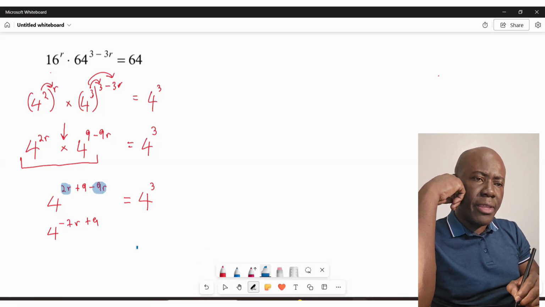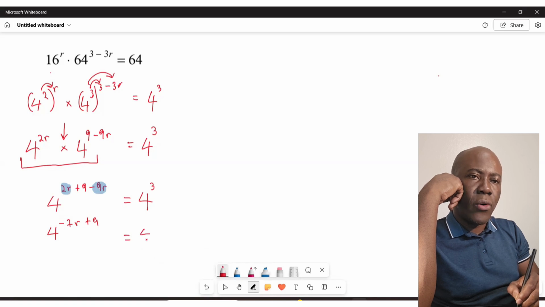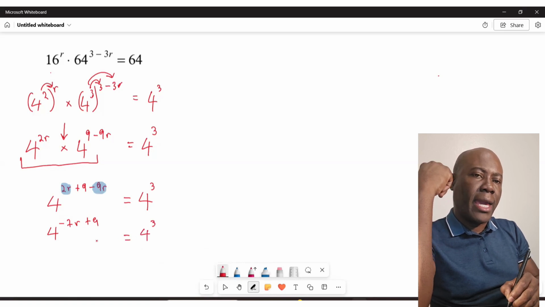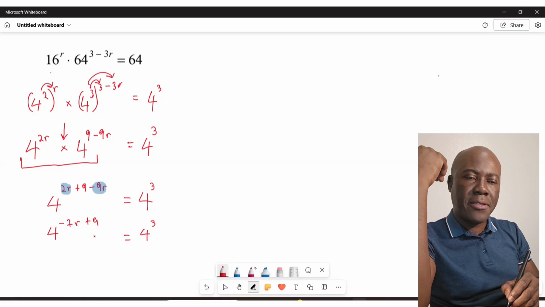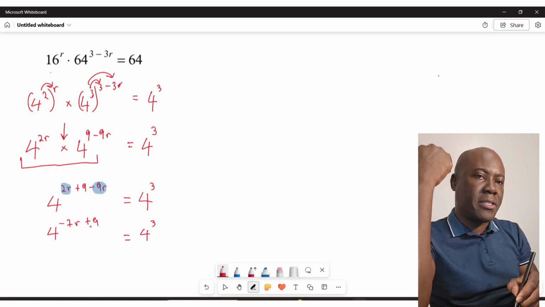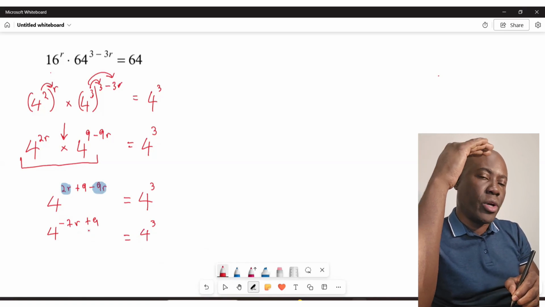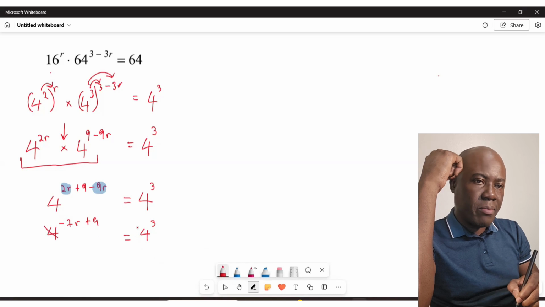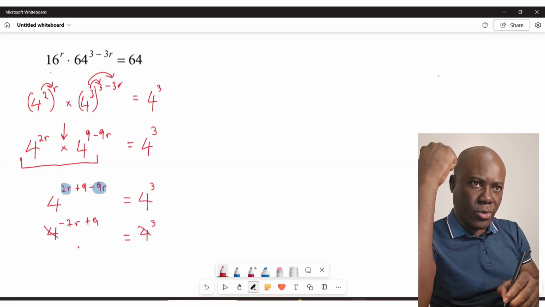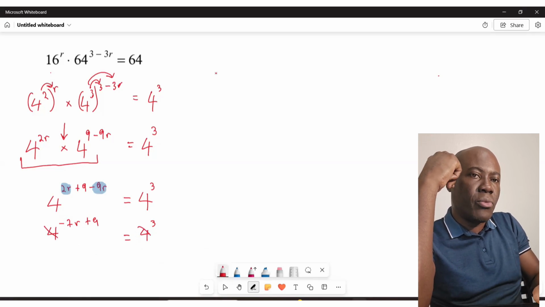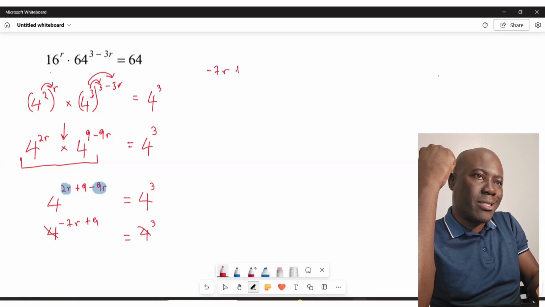And then finally, on the right side, we have 4 raised to the third. Again, because we have the same base on the two sides, and we only have one term on the right, one on the left, we could drop these bases and then equate the exponent. So in this case, we are thinking of negative 7r plus 9, right? And this is actually equal to 3.